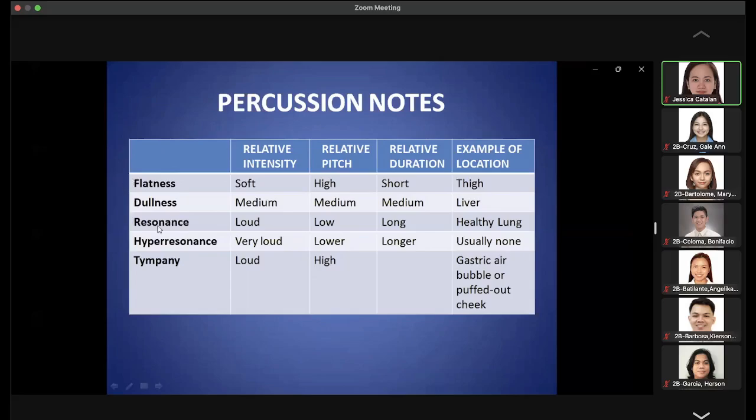Okay, dull if it's a liver, cardiac, all right? So dull on percussion. Resonance is a percussion finding in a healthy lung. Normally, hyperresonance should not be appreciated, okay, in a normal lung. Okay? And tympany, okay, is a gastric air bubble or puffed out cheek, okay, usually performed in the abdomen.